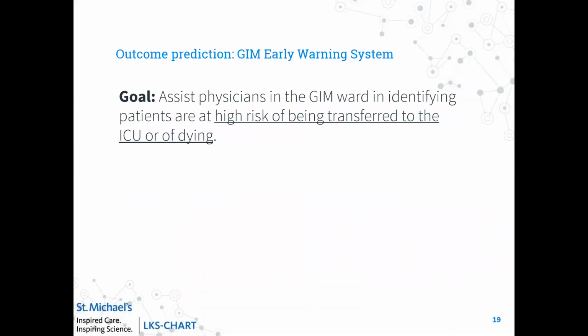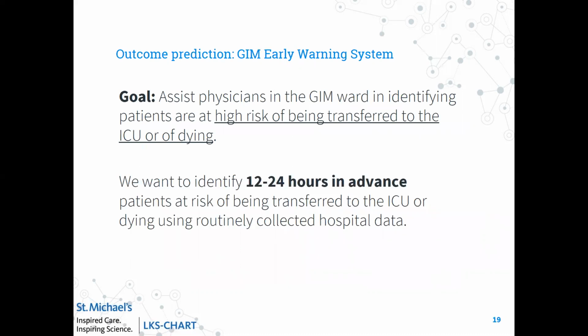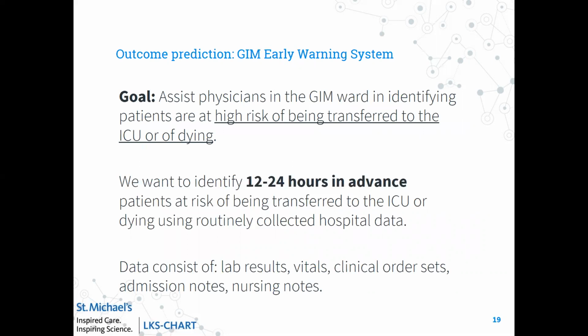More concretely, our goal is to assist physicians in the general internal medicine ward in identifying patients that are at high risk. Here we're looking more specifically at patients that are at risk of being transferred to the ICU or of dying. And we want to be able to identify these patients 12 to 24 hours in advance. We do so using routinely collected hospital data. This data consists of lab results, vitals, clinical order sets, admission notes, and nursing notes. So this is all data that is available in the hospital system.